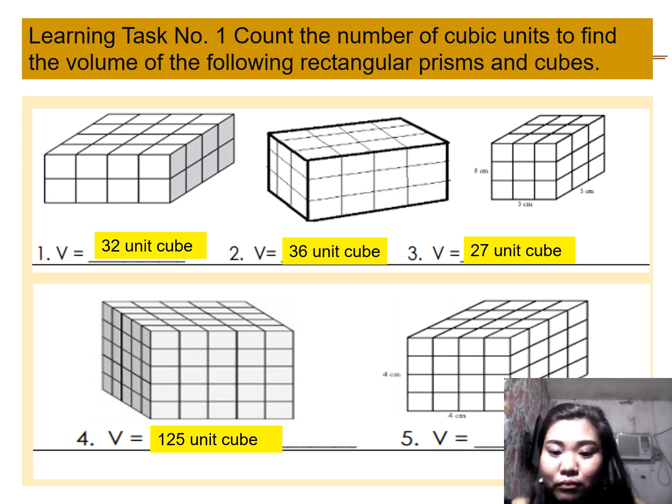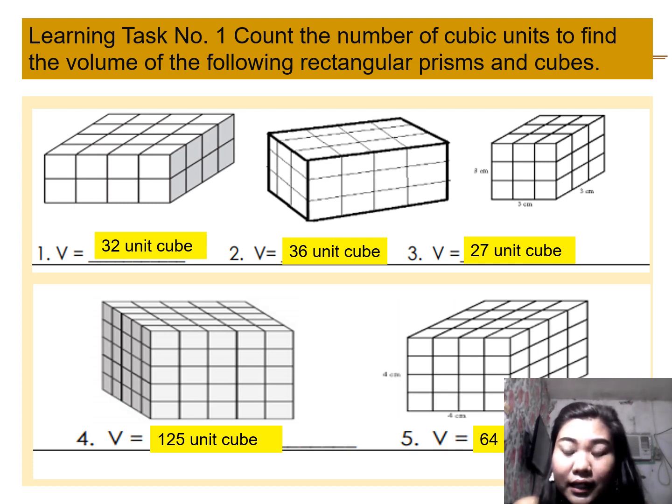The height is 4, the length is 4, and the width is 4. So it is also a cube. So 4 times 4 times 4 is equal to 64 unit cube. So that's how you visualize a cube and a rectangular prism by counting the actual cubes inside the solid figure. Okay, next.